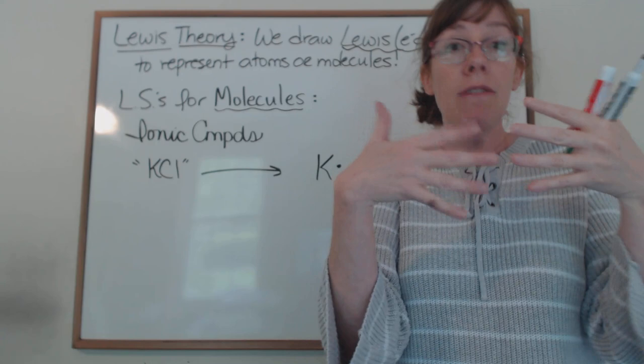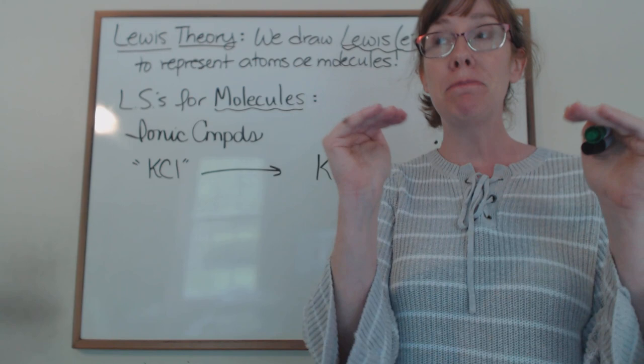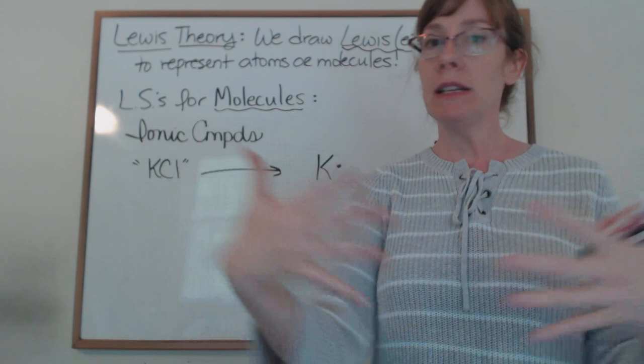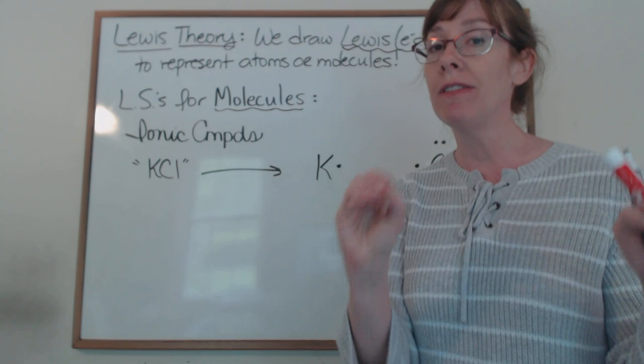Okay, what you have to understand: whatever bond helps both of them be happy is the bond that's going to form. It's like a business deal. A business deal does not go through until both parties are satisfied with it. It's the same thing with atoms. What will cause both of these atoms to be satisfied or have the octet that they both want?